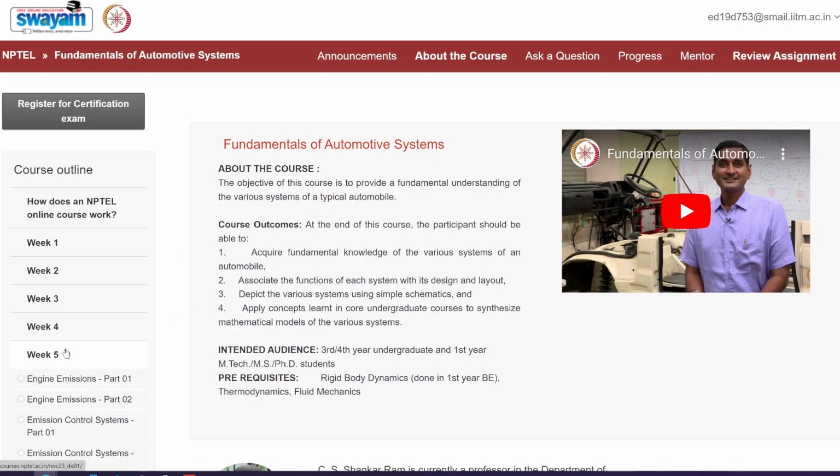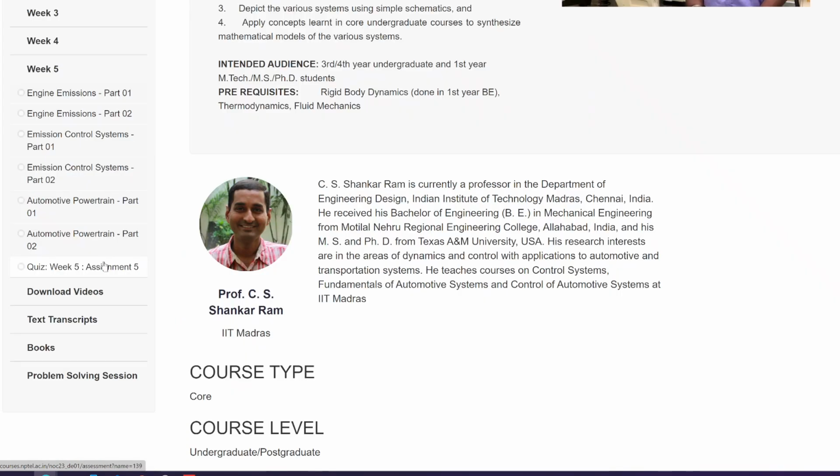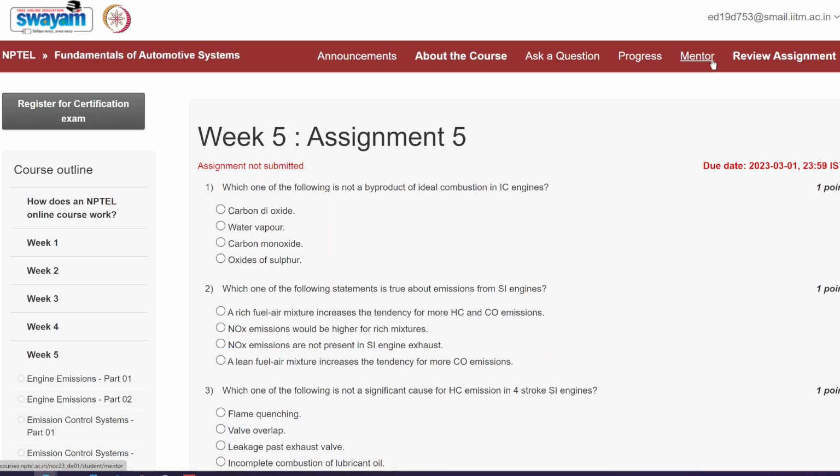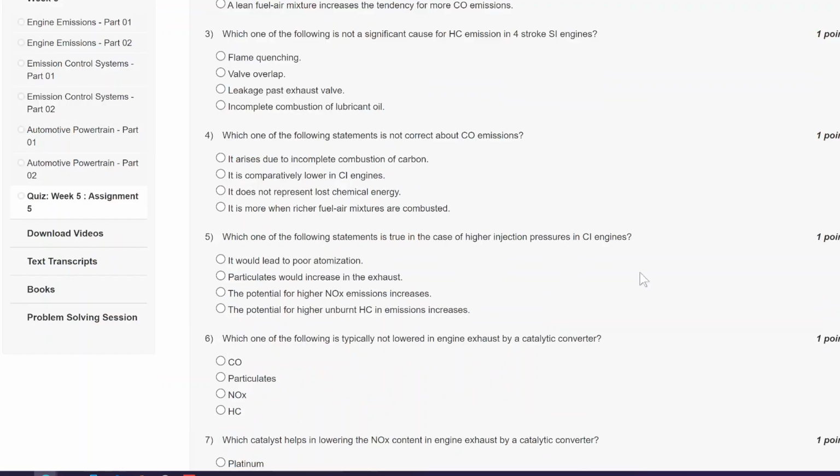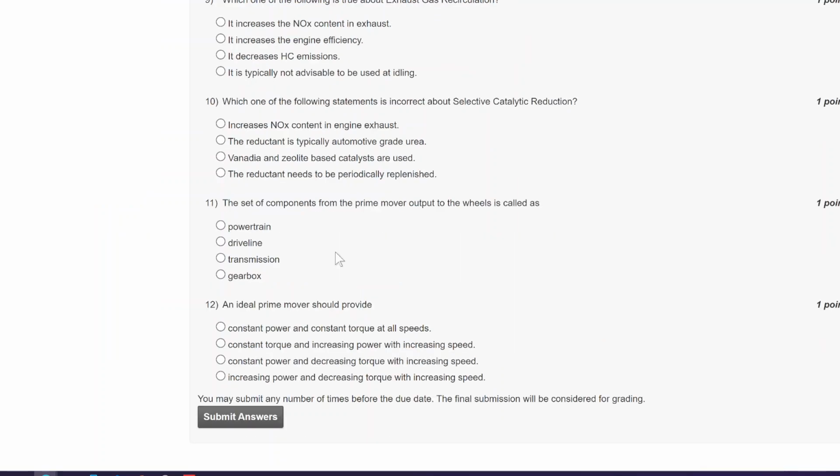So the week 5 quiz is due on the 1st of next month, and we will be meeting on 27th. So if you have doubts in these points, we can discuss, or we will start moving on with the powertrain, which is more involved and mathematical in nature.